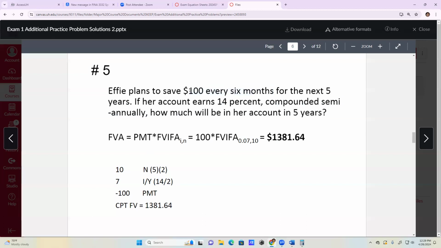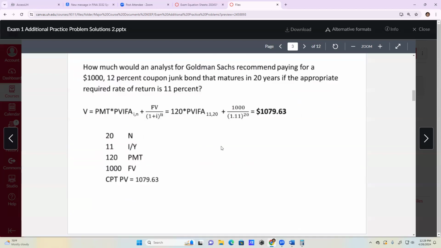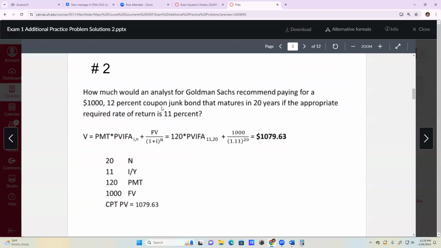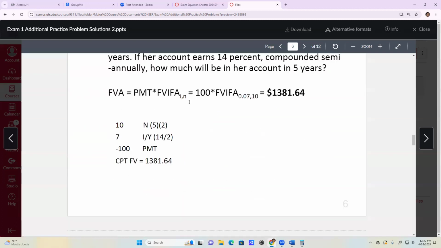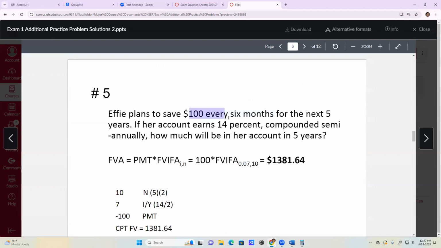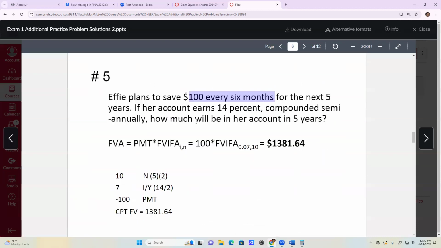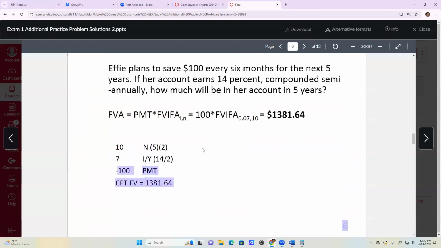However, if you kind of remind of this problem about coupon right here, this coupon is for the whole year, right? The 12% is for the whole year. So 12% of 1,000 is 120. If the question were to say semi-annually, then you have to divide the 120 by 2. This one is already in terms of 6 months. So the payment is 100. Okay.